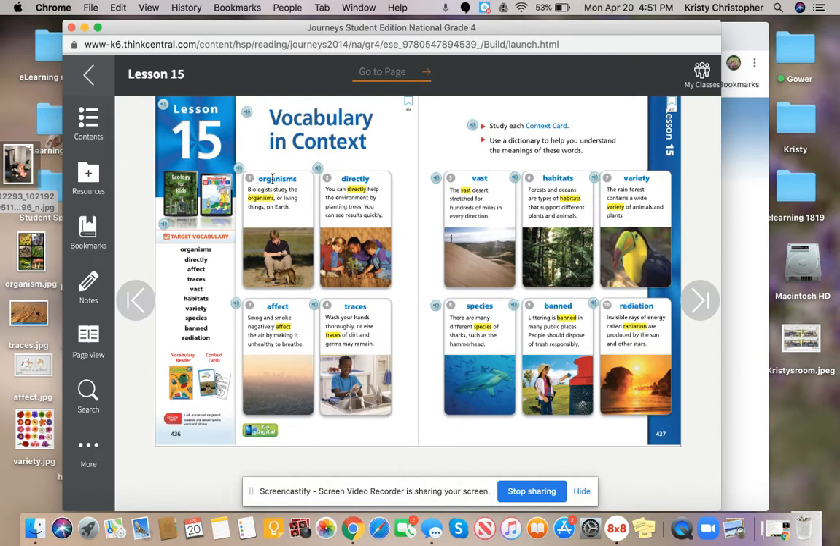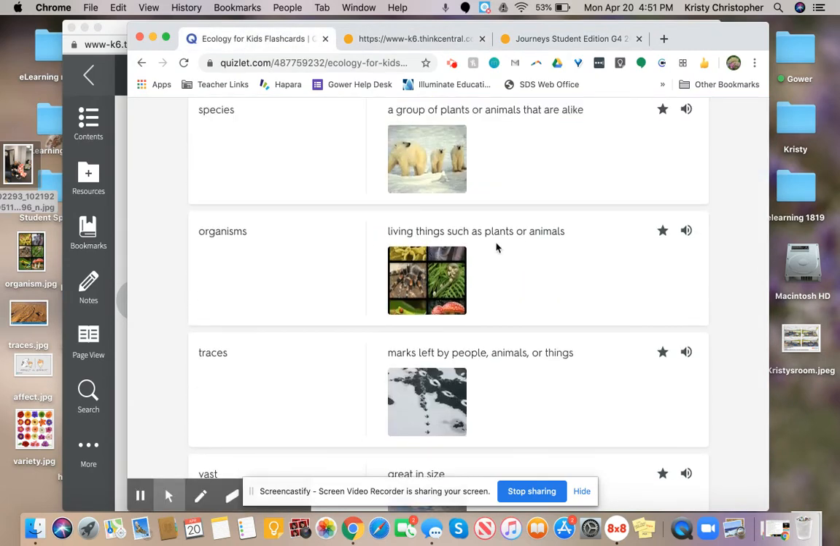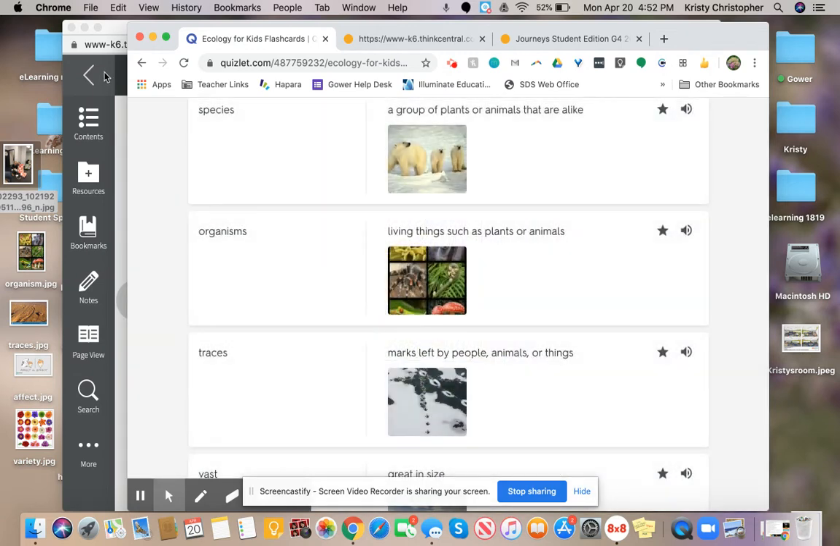So, number one, organisms. Biologists study the organisms or living things on Earth. Notice right here in the sentence, the definition is right there: living things. So organisms are just that. They are living things, and they often have commonalities. If you look here, living things such as plants or animals. You have pictures of some animals in different species, but you also have plants. So organisms can be either or.